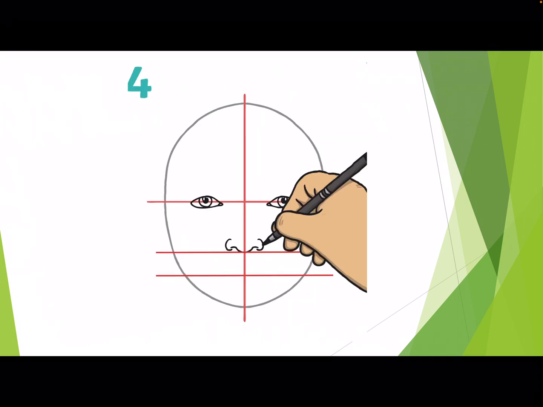The next feature will be the nose. You're only going to sketch the bottom part of the nose here though, just above the middle horizontal line. If you have a look, it's split equally either side of the vertical line.